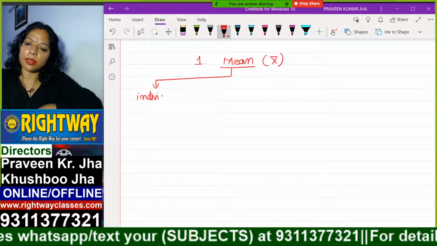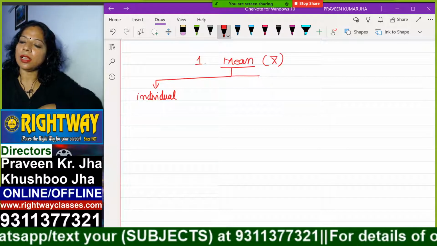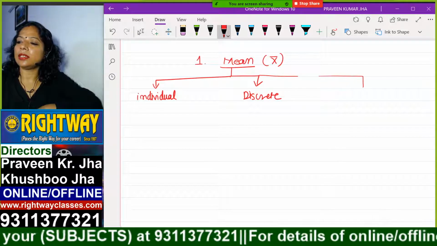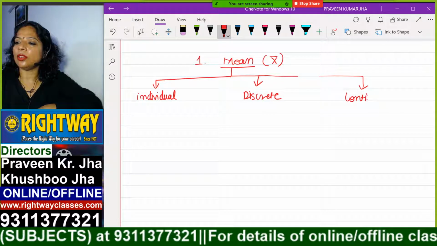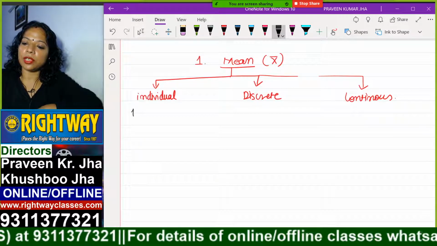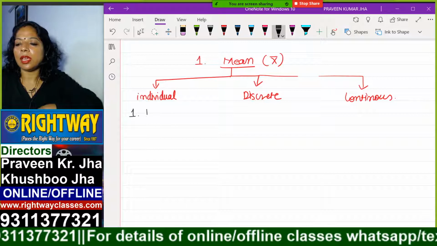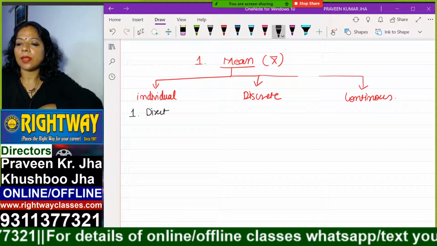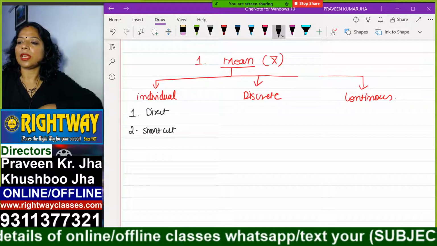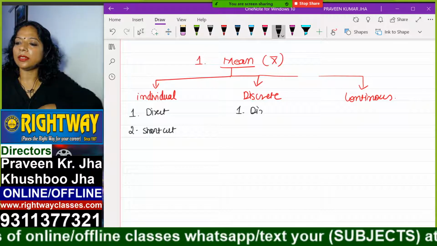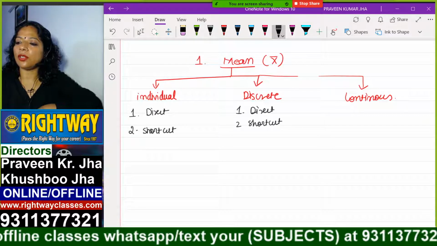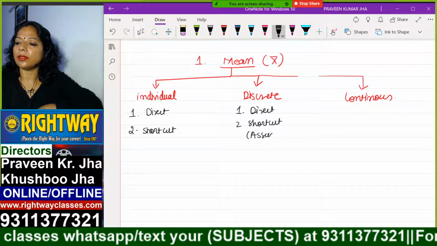Three types of series we have to read now: individual, discrete and continuous. So how many methods are there? In individual there are two methods. One is the direct method and the second one is shortcut. Shortcut is also called assumed mean.